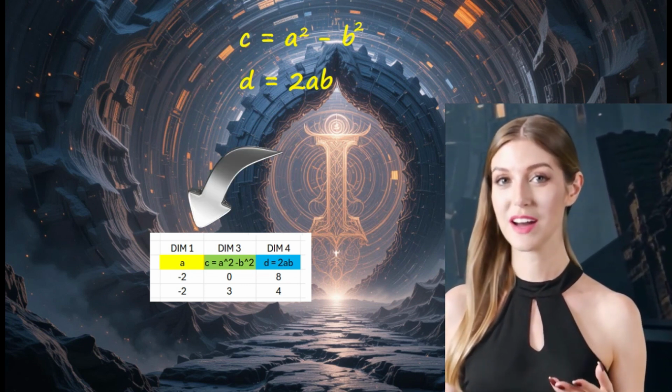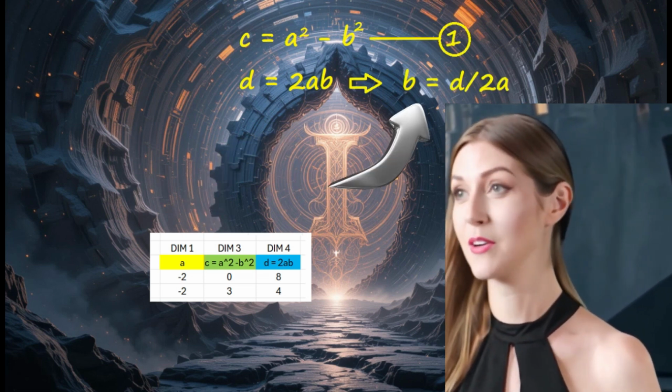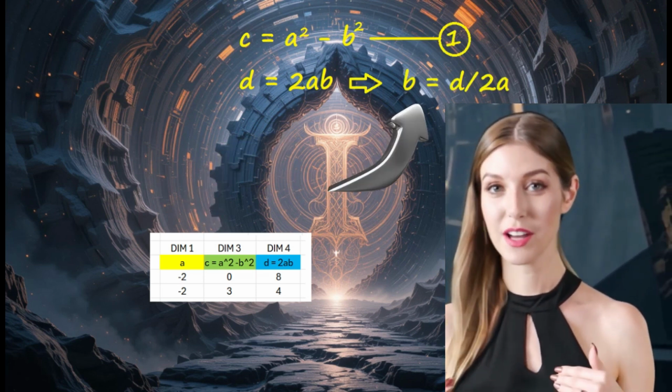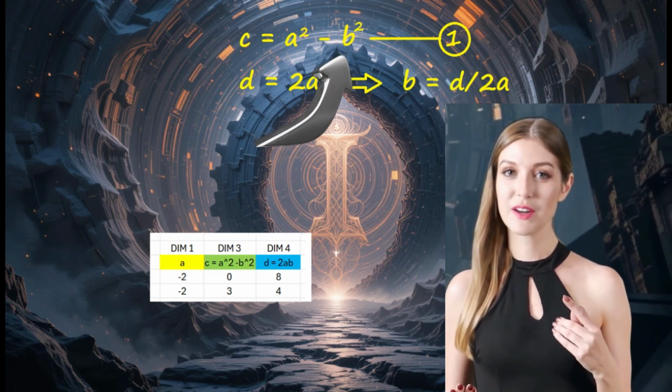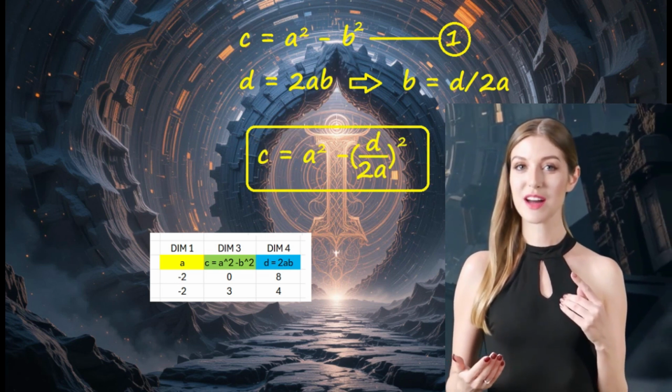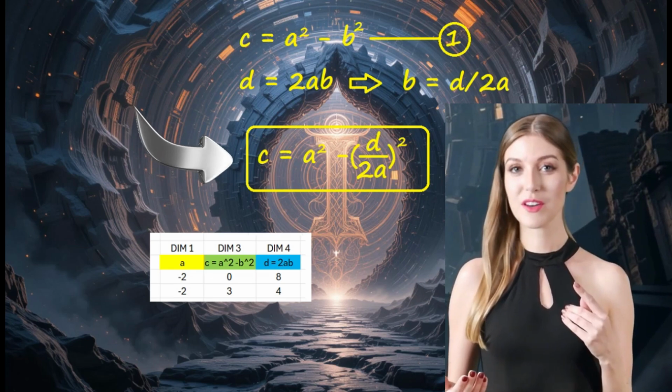From the table, b is invisible. We are to eliminate b from the equation. Let b equal to d divided by 2a. Substitute b in the first equation. We get the equation without b as follows. We'll examine the properties of this equation.